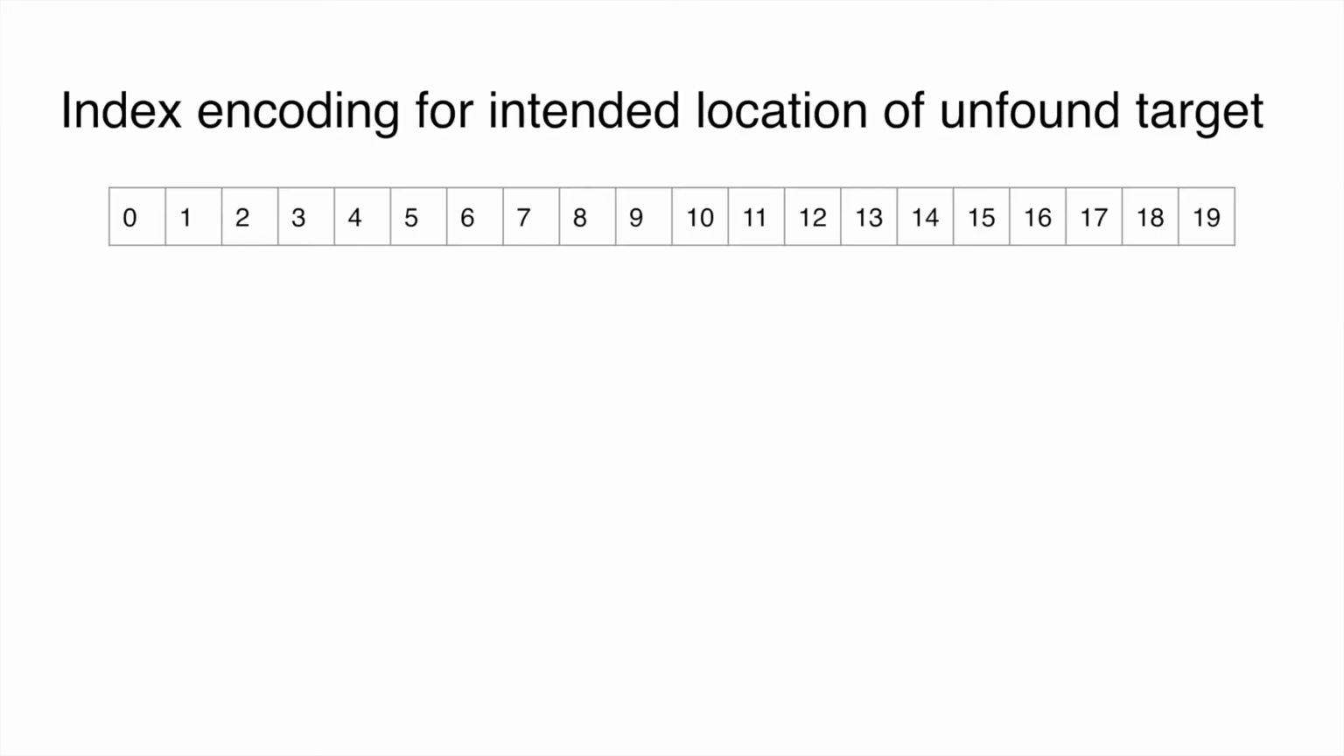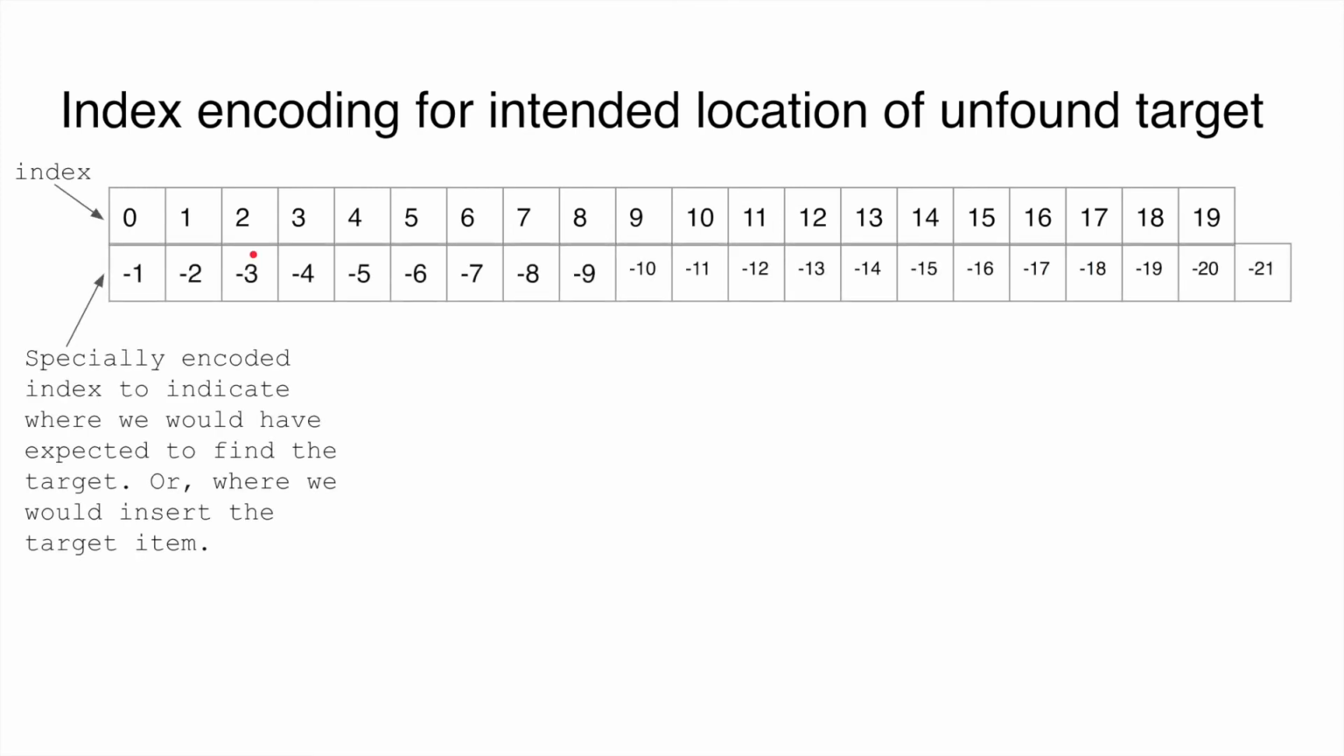How does that make any sense whatsoever? Well, we're going to do a trick. We're going to encode the index for the intended location of the unfound target. That means if I was looking for something and I didn't find it anywhere in here, where would it belong? Should it go here at 0? Or should it go here at 1? Like, if I were to insert it, would it go there? What about if I were to insert it further?